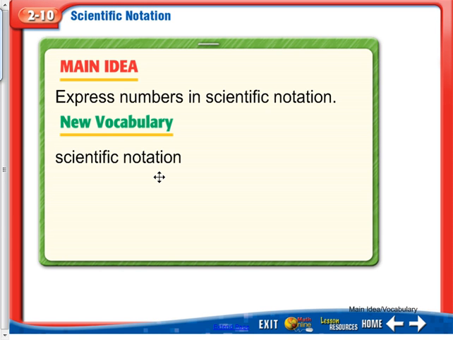In mini unit chapter 2, lesson 2, we're actually going to be working with lesson 2-10 from our book. We're going to express numbers in scientific notation. We use scientific notation to show really, really big numbers or really, really small numbers.